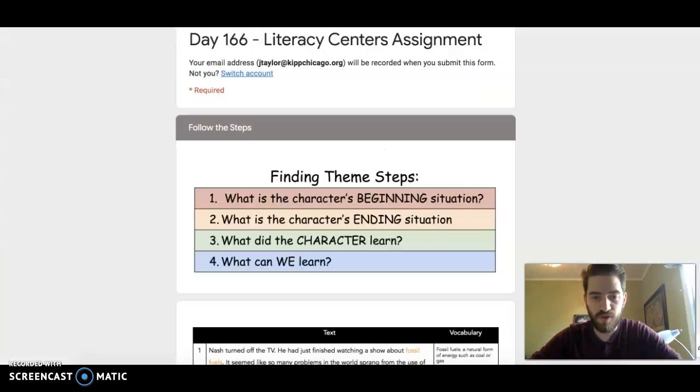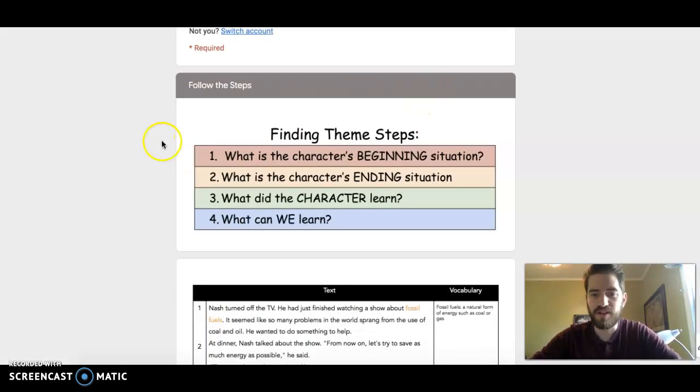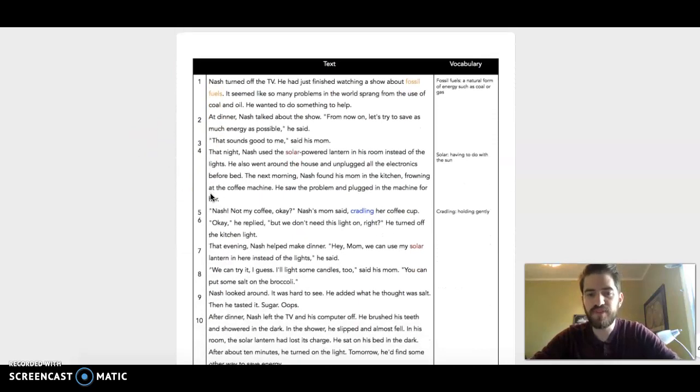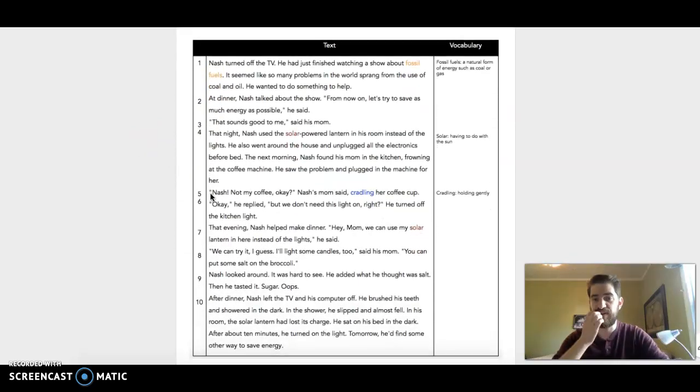Speaking of our story, here you can see the steps that we just went through. This is our story for today. Read along with me. As always, we have some definitions on the side in case you're not sure what a word in a color means. You can look on the side.